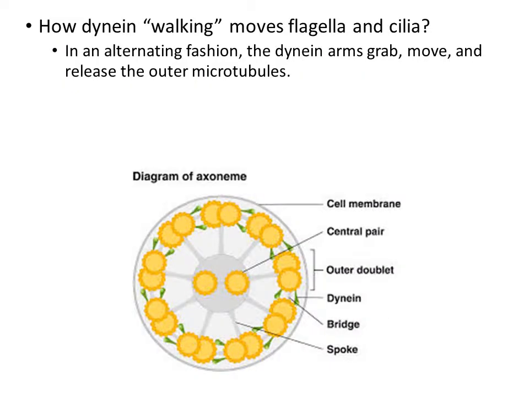So how does the dynein move the flagella and the cilia? It is going to move it in a process called walking. So in an alternating fashion, the dynein arms are going to grab, move, and release the outer microtubules. This is going to cause a bending movement of the flagella and the cilia.